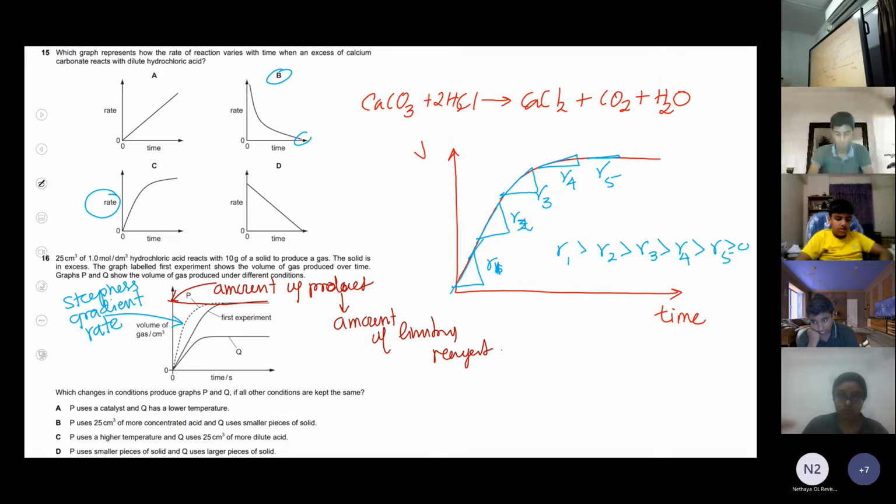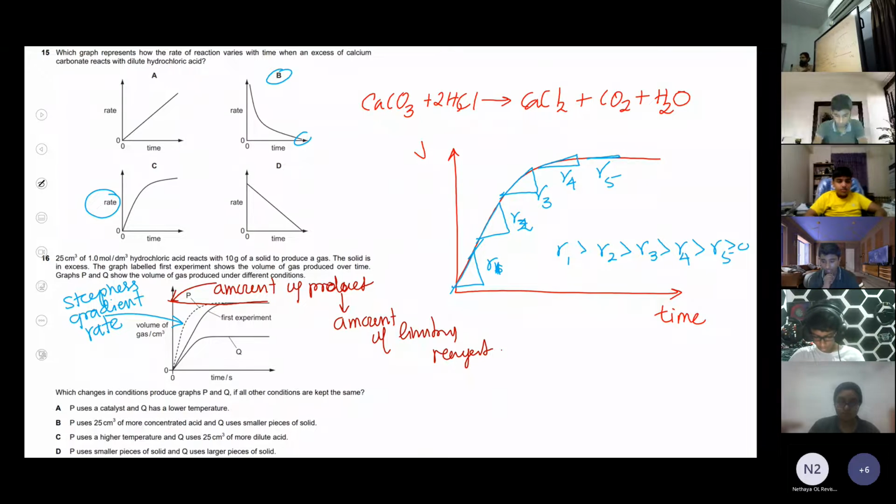All right. So then let's have a look at this. You can see P and Q. This is the first experiment and we have P and Q, right? So P is faster than the first experiment. Q, can you see, is less in the gradient. So it's slower and also less products produced, right? And then P uses a catalyst and Q has a lower temperature.